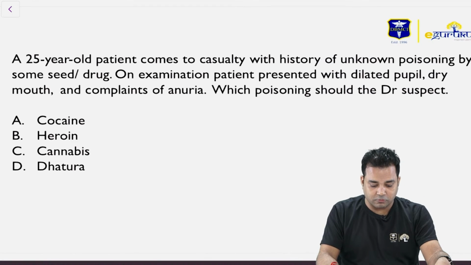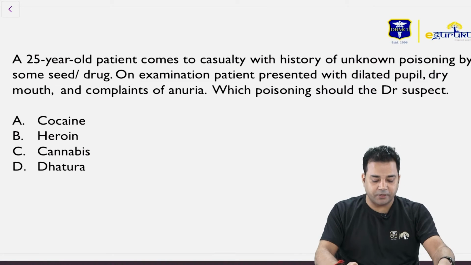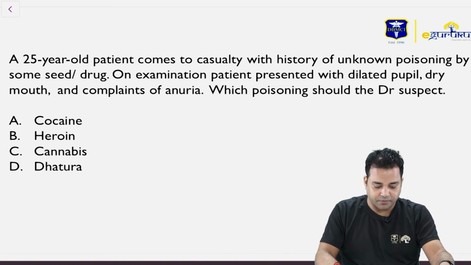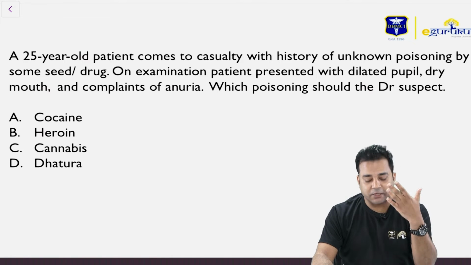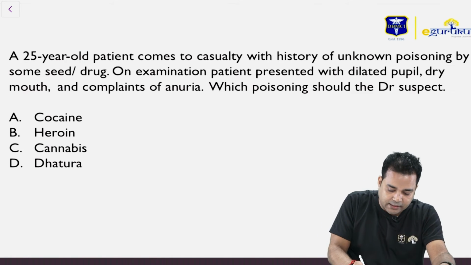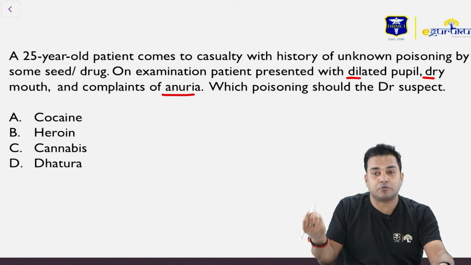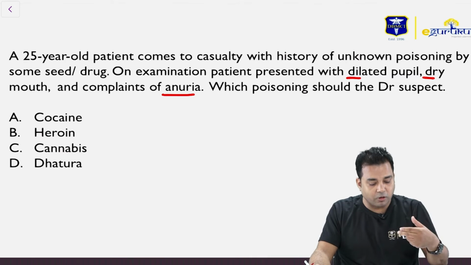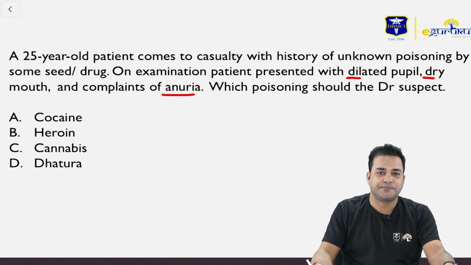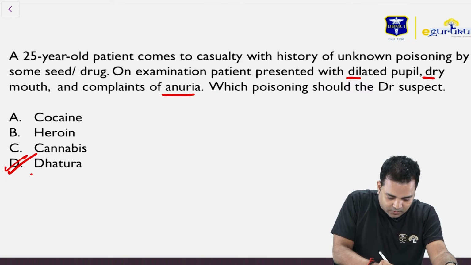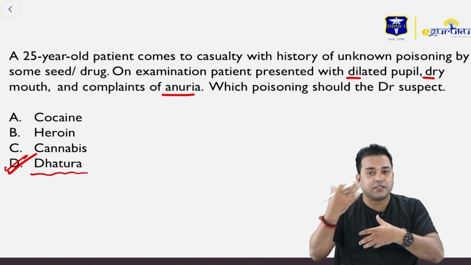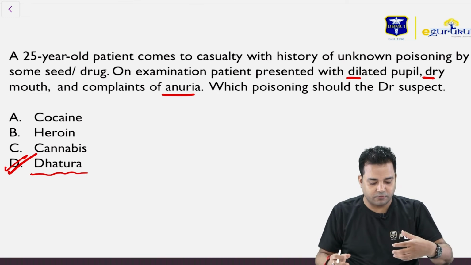Now this is also a repeatedly asked topic and question. A 25-year-old patient comes to casualty with history of unknown poisoning by some seed or drug. On examination, the patient presented with some features like dilated pupil, dry mouth, complaints of anuria. Which poisoning should the doctor suspect? Out of the following options, the best answer goes with Datura. Used for religious purpose in many households for Lord Shiva.